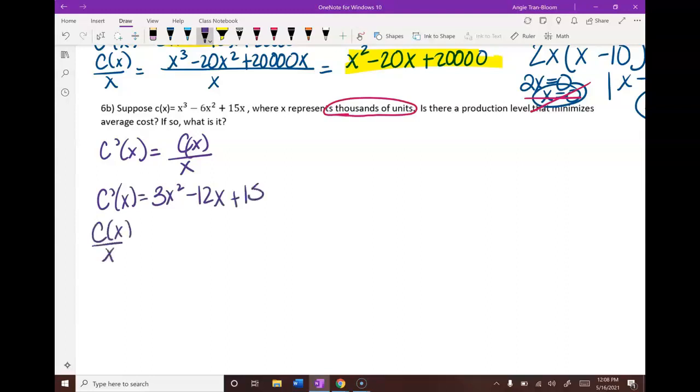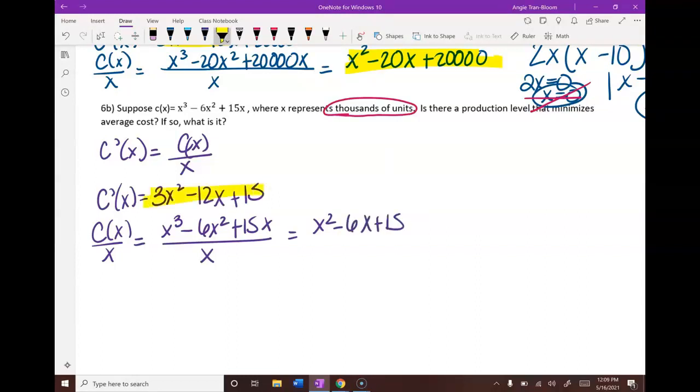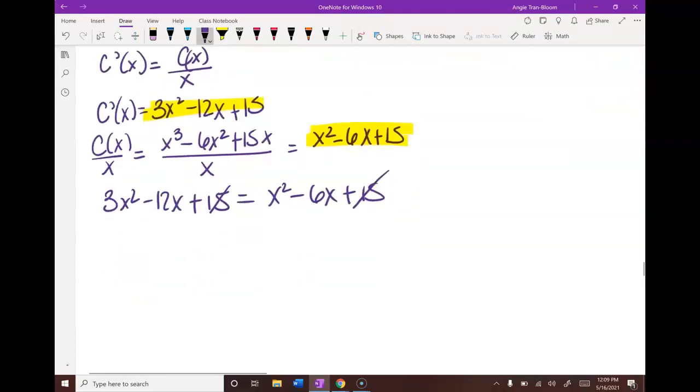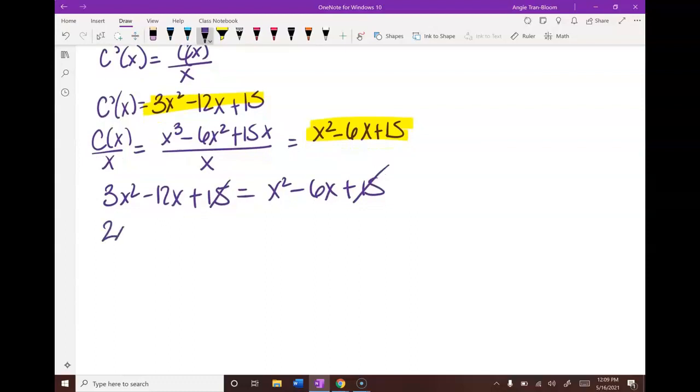Average cost, students, is we're going to take the original function, x to the third minus 6x squared plus 15x, and divide by x. That will reduce down to x squared minus 6x plus 15. Take these two and set them equal to each other. So that's 3x squared minus 12x plus 15 equals x squared minus 6x plus 15. The 15 will cancel. Move the x squared over, so we have 2x squared.